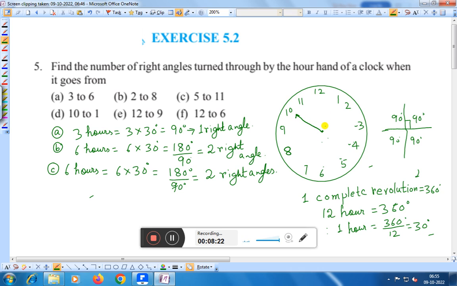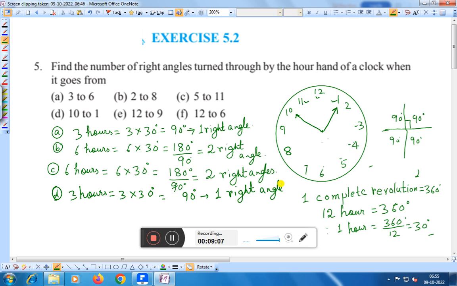10 to 1. If it goes clockwise, we will get it in this way. How many hours? 10, 11, 12, 1. That is 3 hours. What is the value of 3 hours? You see here, question number D, 3 hours. 3 hours means 3 into 30 degree, 30 degree is equal to 90 degree. That means 1 right angle.